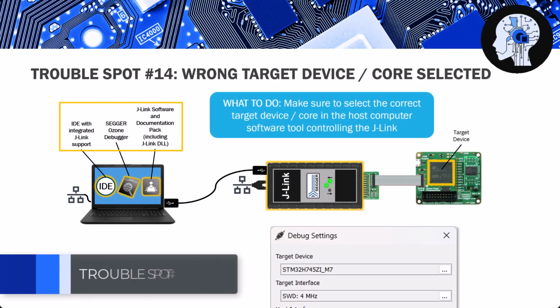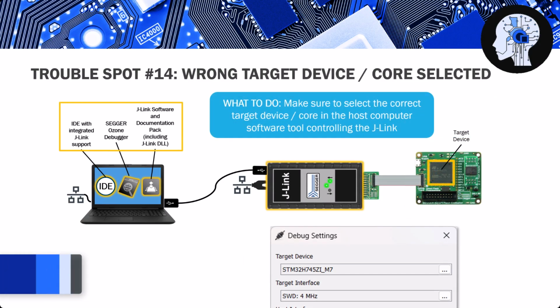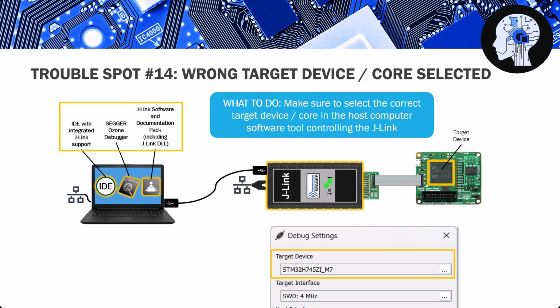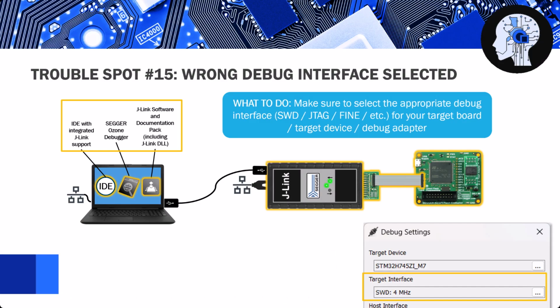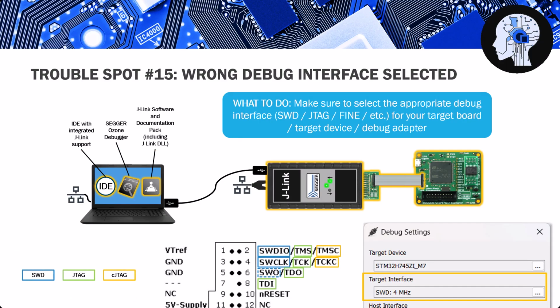SEGGER J-Links support thousands of devices. If you are unable to connect to the target device on your board, double-check that the correct target device is selected in the tool that is controlling the J-Link on the host computer. For multi-core devices, also make sure that you are connecting to the exact core you want to connect to. Different target devices, target boards, and debug adapters support different debug interfaces. Make sure to select the appropriate debug interface, like SWD, JTAG, or Fine, etc., for your target board, target device, and debug adapter.